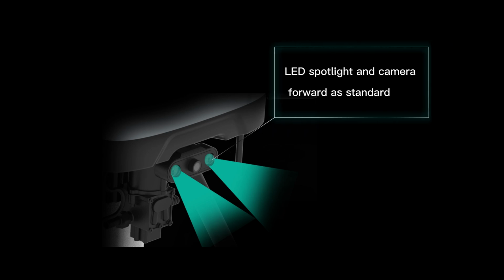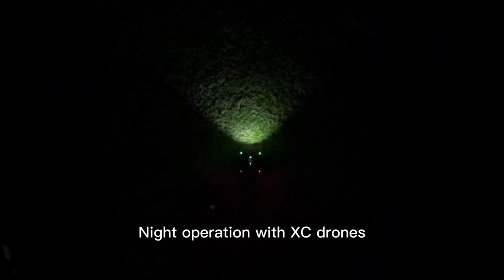The XC series drone has LED spotlights in front as standard, providing sufficient light for night operations, and the integrated camera allows pilots to stay informed about the working environment through the images displayed on the handheld remote controller screen.